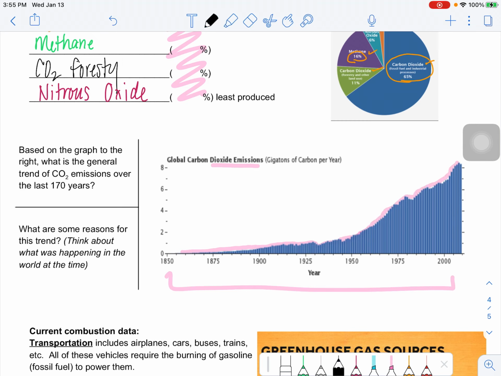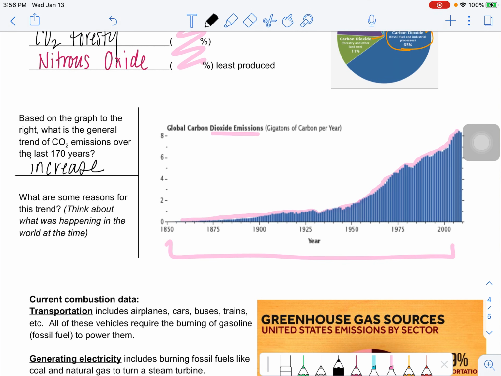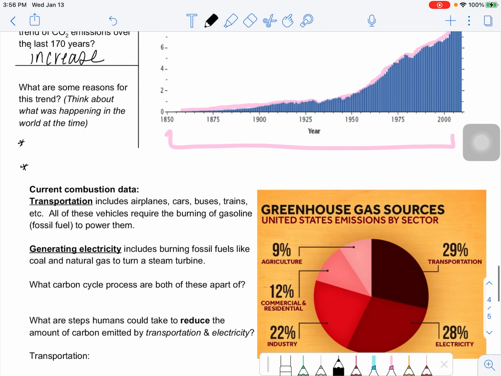This is clearly an increase in fossil fuel emissions. And so we're asking you here, what are some reasons we have that trend? What might have been going on that's increasing the levels of CO2 emissions and combustion? So what might humans be doing? See if you can come up with 2 things that would increase the levels of CO2.